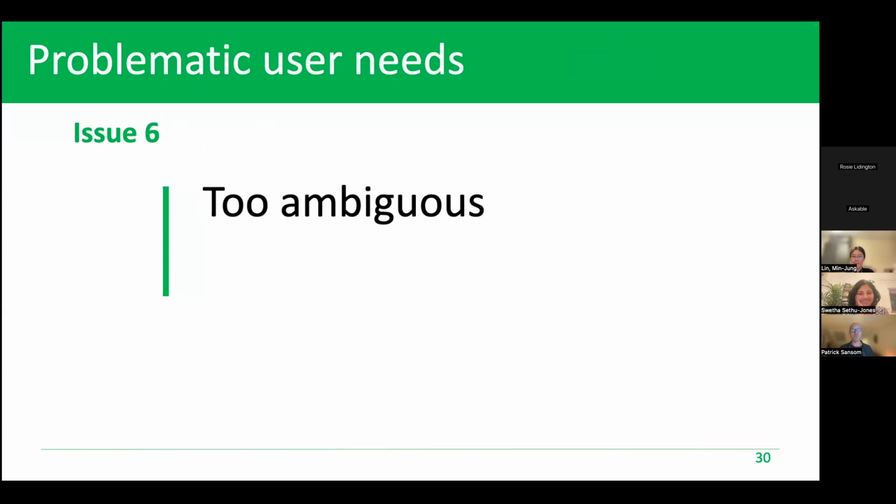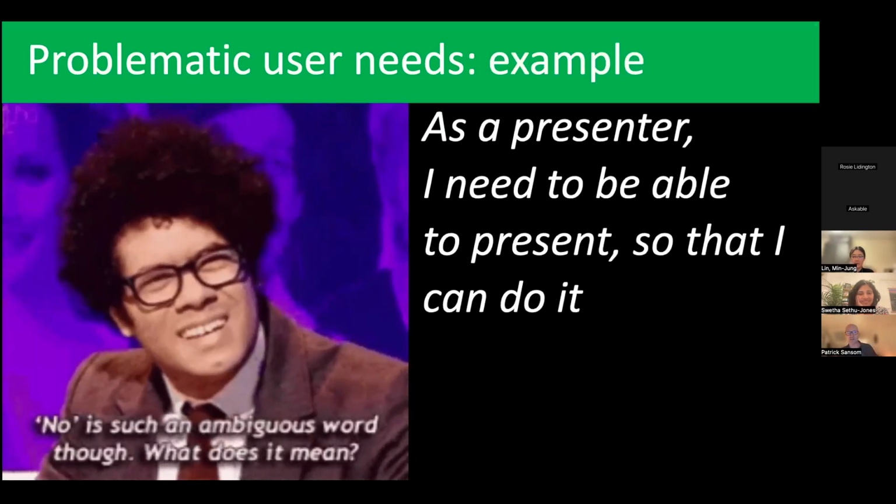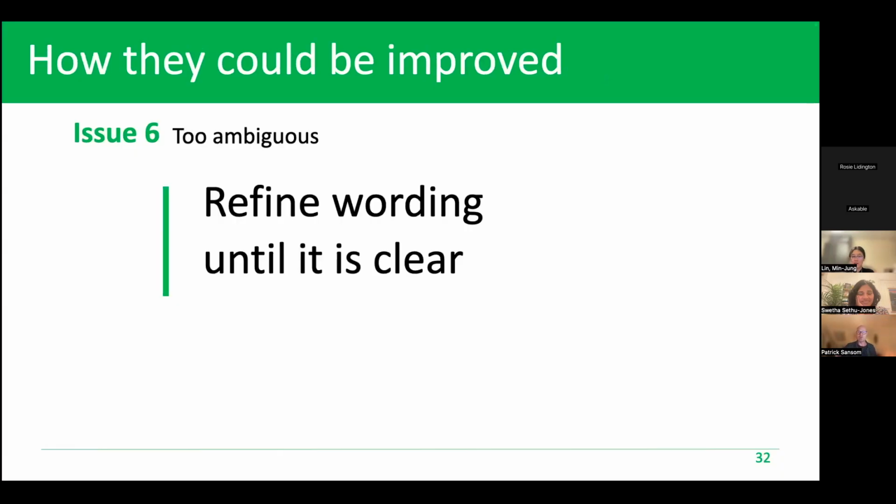An unclear or vague description, where it isn't clear to what the need refers, and this could mean that it be interpreted in different ways. As a presenter, I need to be able to present so that I can do it. What do we do about that? Well, refine the user need until it's clear to what it refers. Provide supporting details to add clarity and context, as I mentioned before, and I shall cover this a bit later.